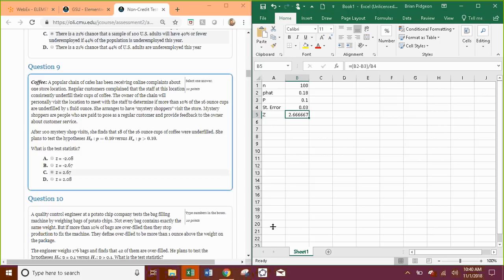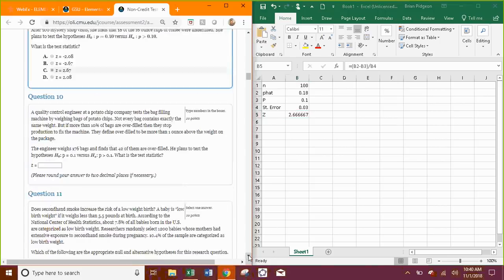Now, if you're having trouble determining whether it should be positive or negative, if our p-hat is larger than the null hypothesis value, the z-score is going to be positive. If the p-hat is less than our null hypothesis value, it's going to be negative. And that should make sense. In our z-score calculation, the numerator is our p-hat minus the null hypothesis. So if it's larger, it's going to be positive.